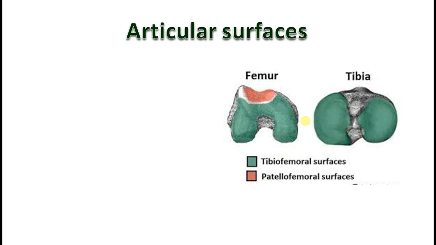Here you are able to see the femur, the articulating surface of the femur, which is shaded in green color, and of course you are able to see some red color.